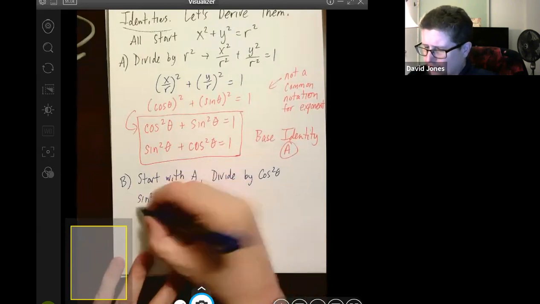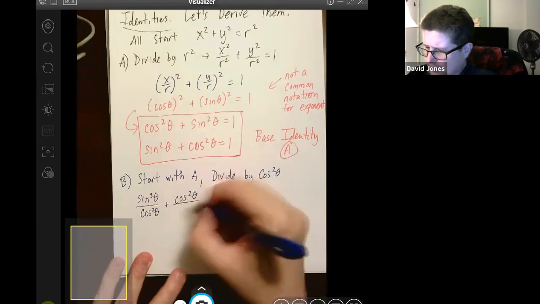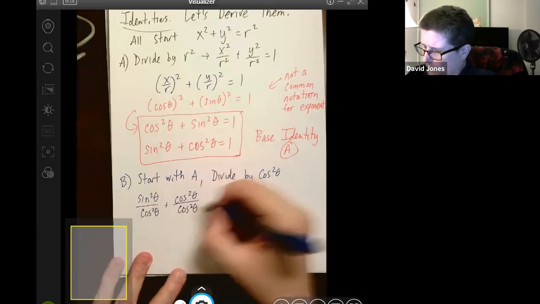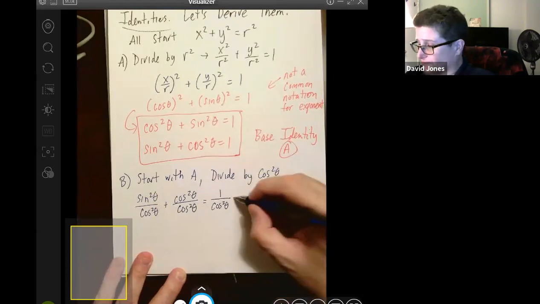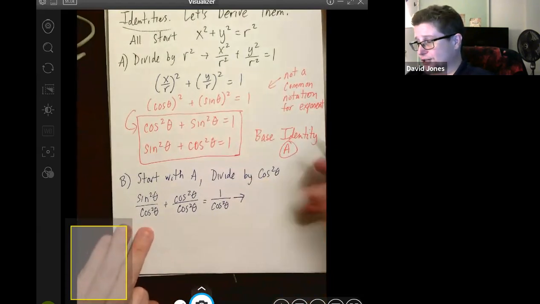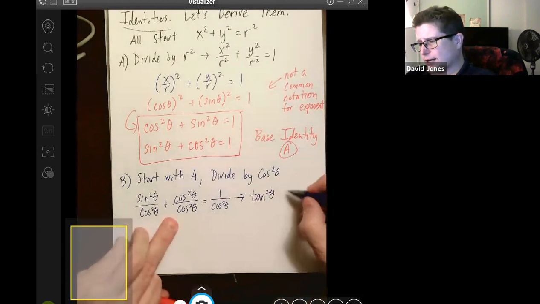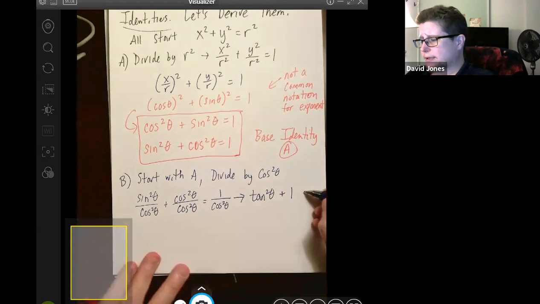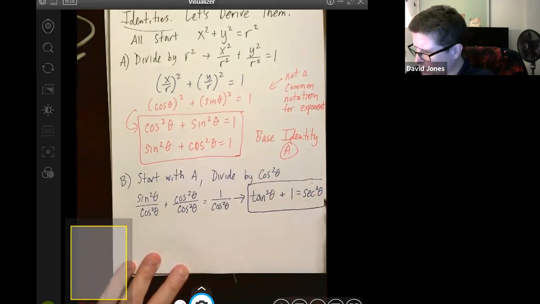Sine squared theta over cosine squared theta plus cosine squared theta over cosine squared theta equals 1 over cosine squared theta. Sine over cosine is tangent. Cosine squared theta divided by cosine squared theta is just 1. And 1 over cosine squared theta is secant squared theta. So this will be equation B.